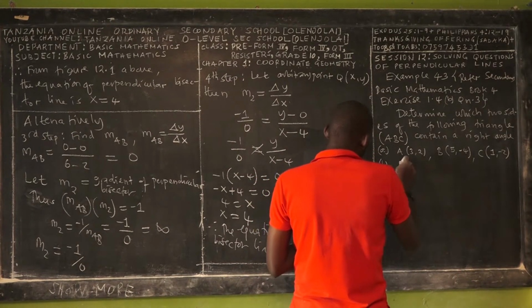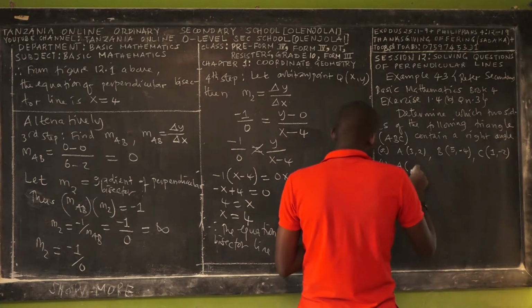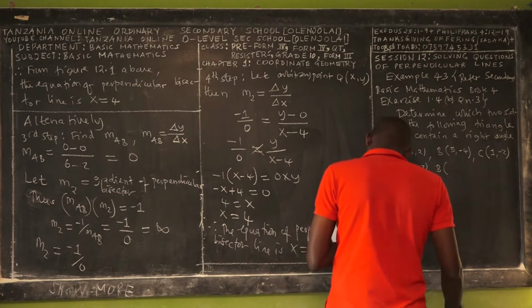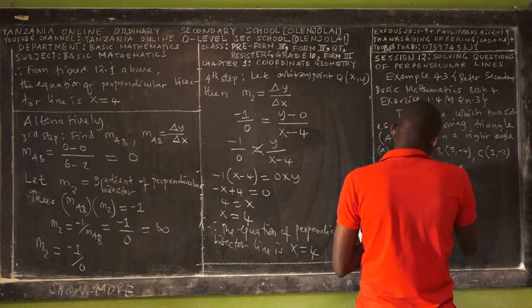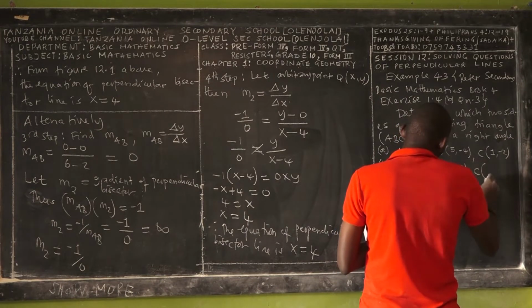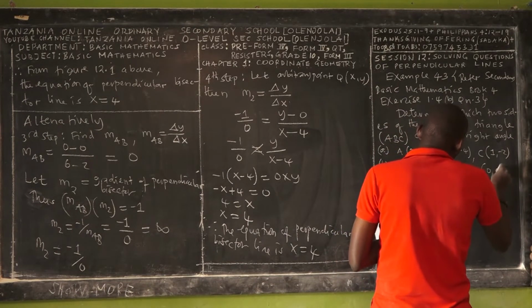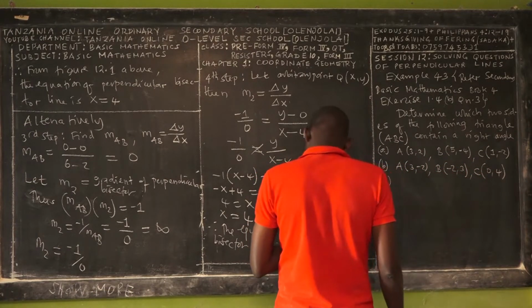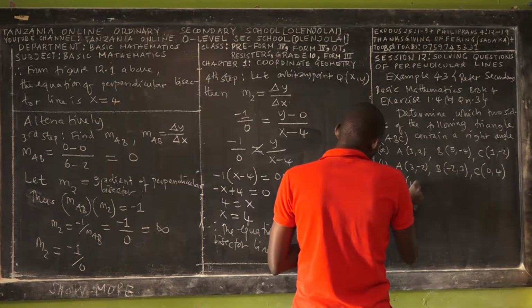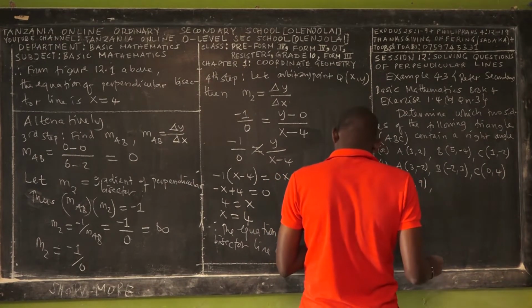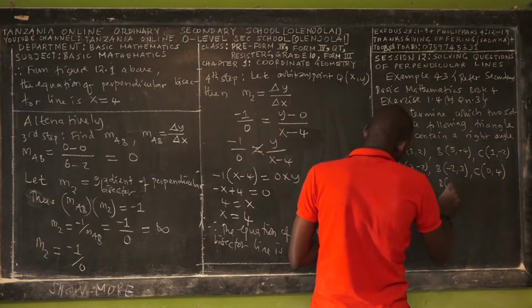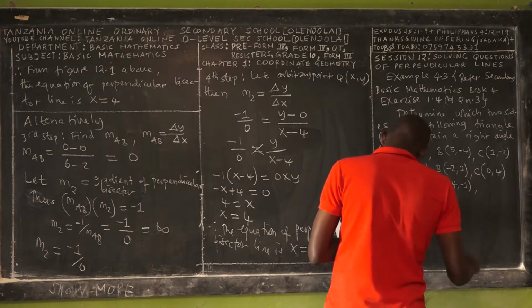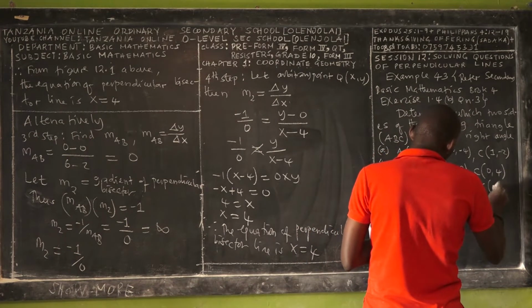Roman B: A is (3, -2), B is (-2, 3), C is (0, 4). Roman C: A is (0, 9), B is (-4, -1), C is very good.